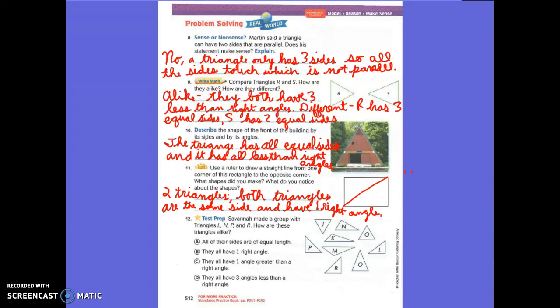Okay, we drew a line cutting the rectangle from one corner to the next. We said we made 2 triangles. And what did we notice? Both triangles are the same size, and have only one right angle. One right here and one right here.